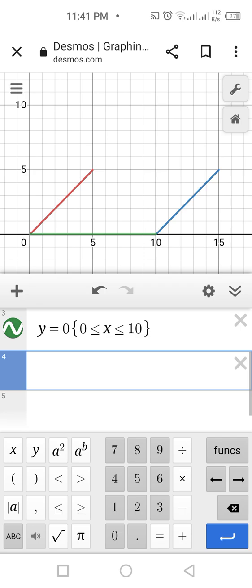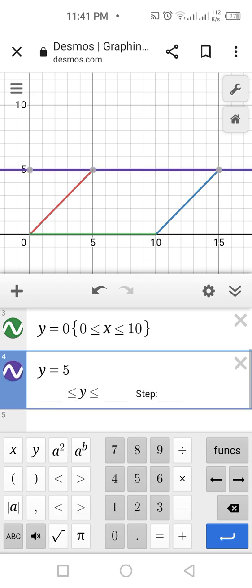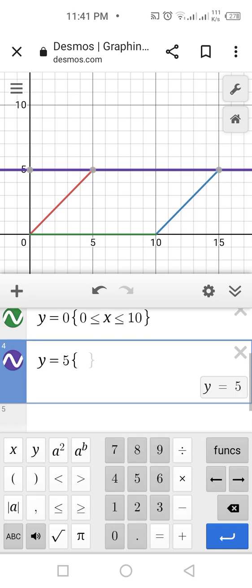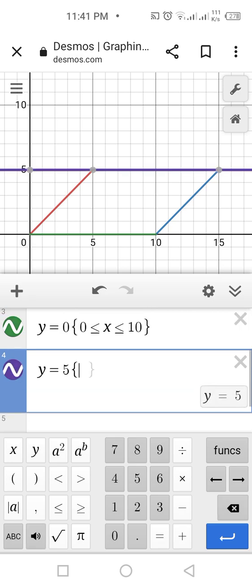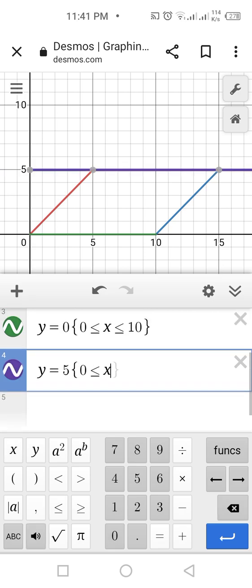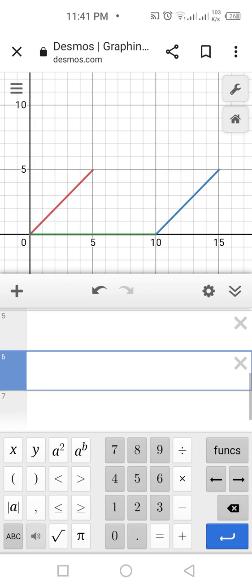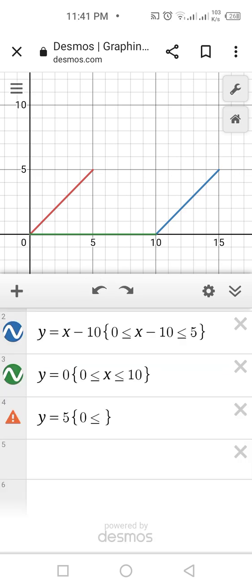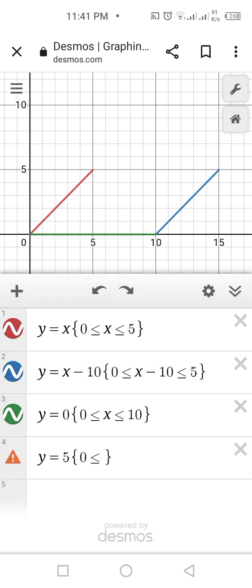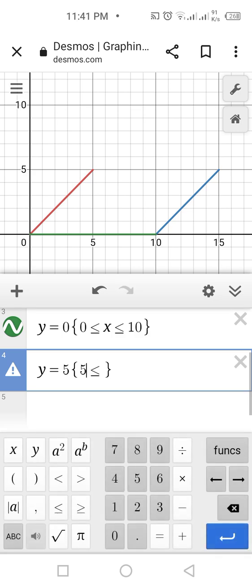So y is equal to 10, y is equal to 5. It will become on the axis at y is equal to 5. So similarly I write the parameters of x: 0 less than or equal to x less than or equal to 5. Not 0 but 5 less than or equal to x less than or equal to 15. So this is called the parabola.